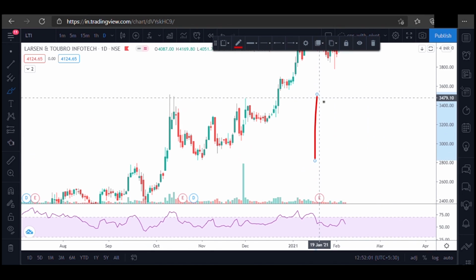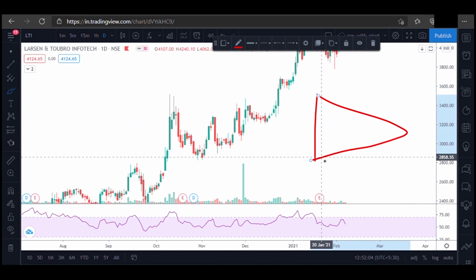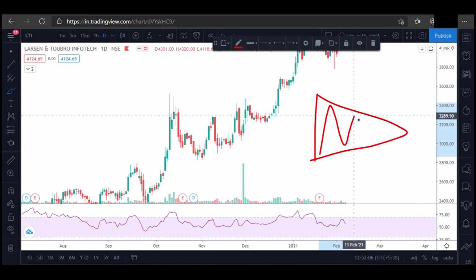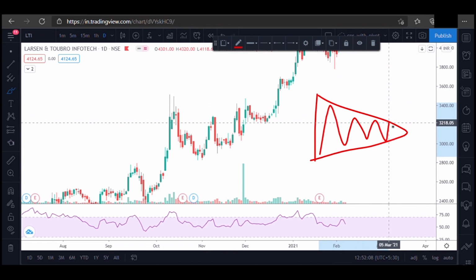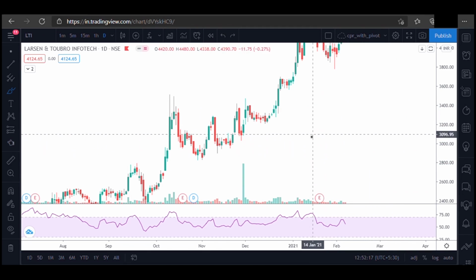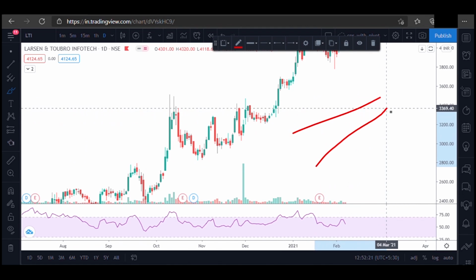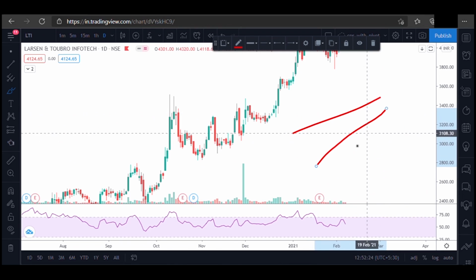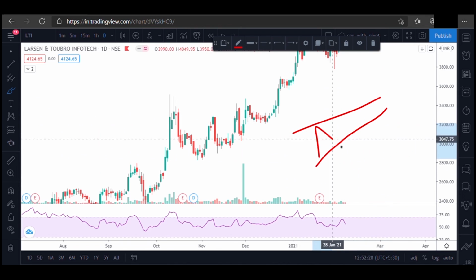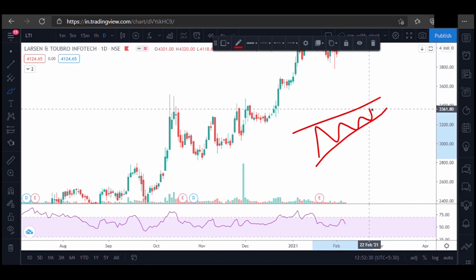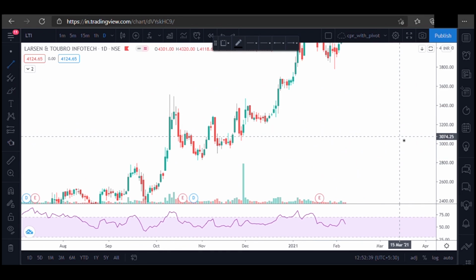The second pattern is the triangle. The price will move between these adjacent sides of the triangle, and at some point of time it will break out. It may break out up or it may break out down. The third pattern is the wedge. It is somewhat in between a channel and a triangle. It is not a channel and it is also not a triangle. So the price moves between this support and resistance, and at some point of time it will break out. So I mainly use these three patterns.